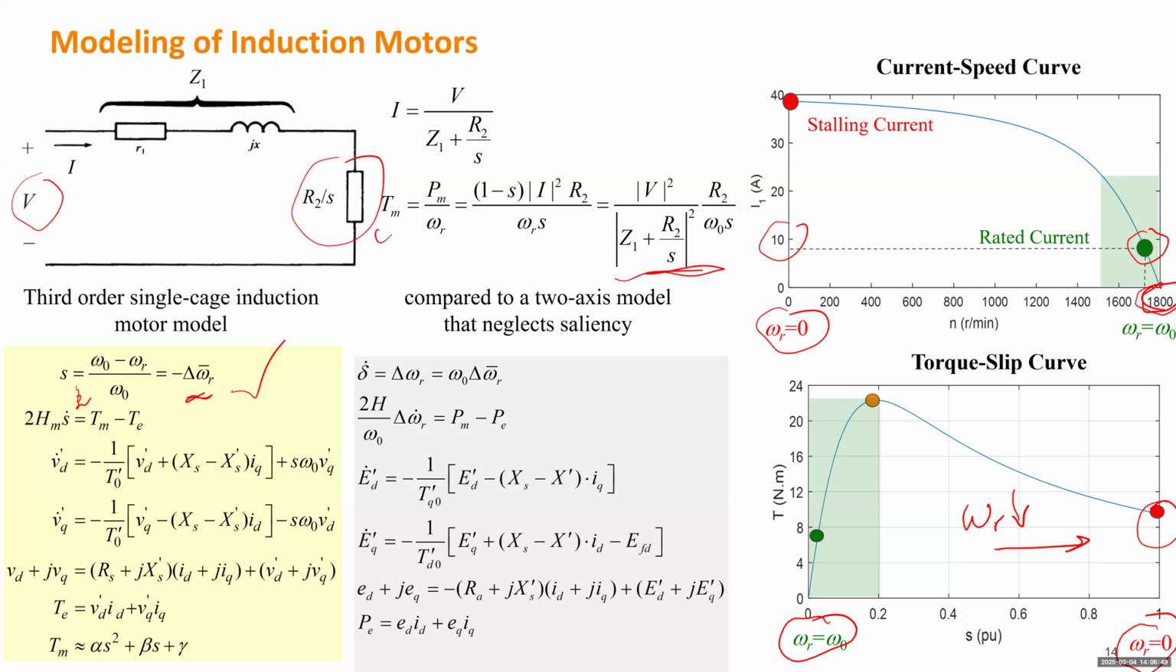The next equation is basically about how to determine the real part and imaginary part of that voltage phasor, right? So that is almost the same as this one to determine the ED and EQ. This equation PE is basically the same as the TE.